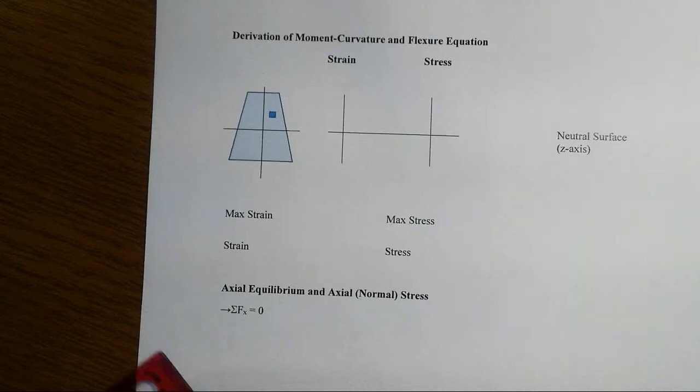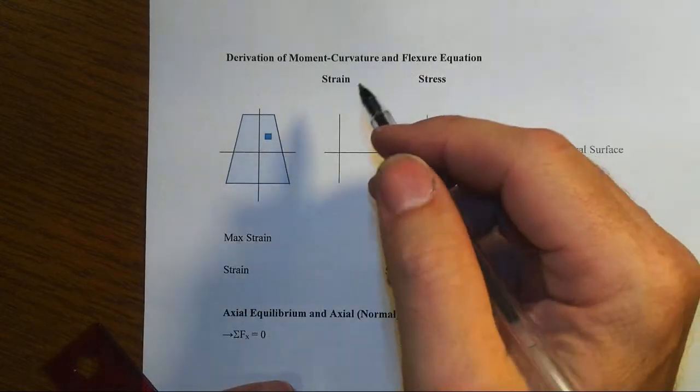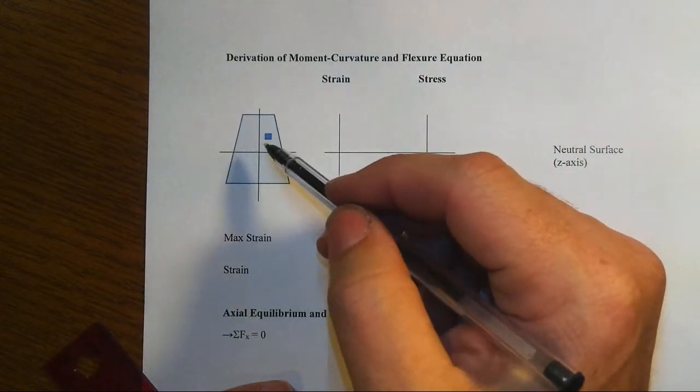Right, so now what you want to kind of get used to here is that in this view we've got the actual cross section.